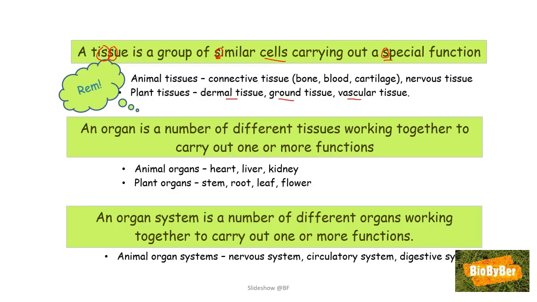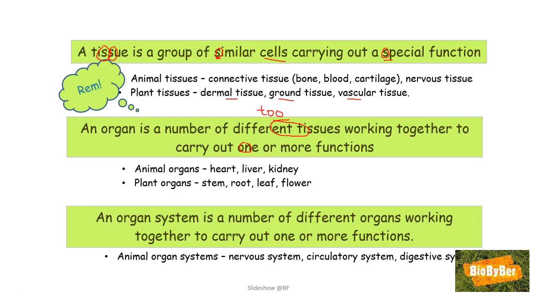Remember the definition of an organ. An organ is a number of different tissues working together. A team of tissues working together forms an organ, working together to carry out one or more functions. We had examples of animal organs, heart and liver and kidney. We had examples of plant organs, stem, root, leaves and flowers.